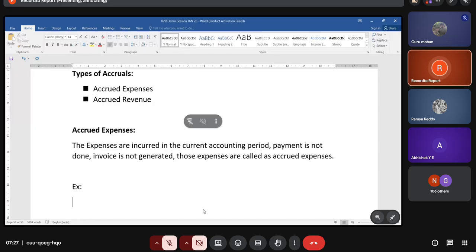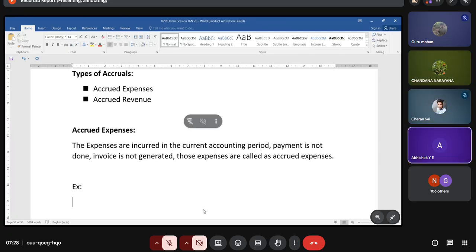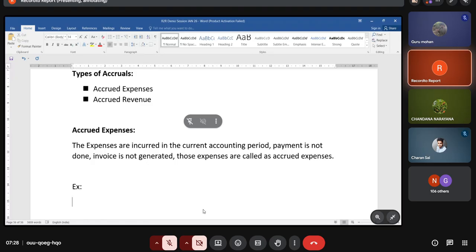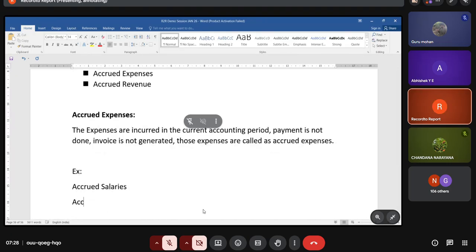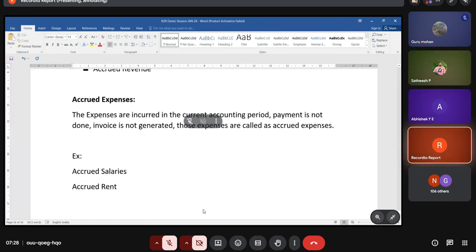For example, don't think about MNC companies, think about domestic companies. Will they make the salary payment in the same month, guys? No. When will they make the payment? Month end, or the first to fifth, or whatever date they have given. So those are called accrued salaries. Accrued rent. Accrued salaries. Accrued rent.